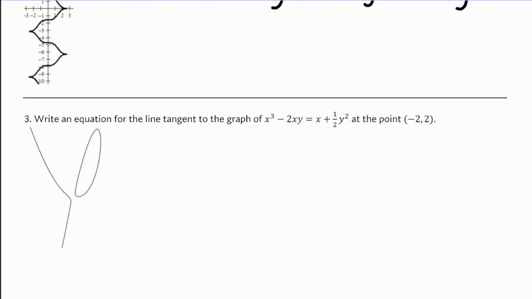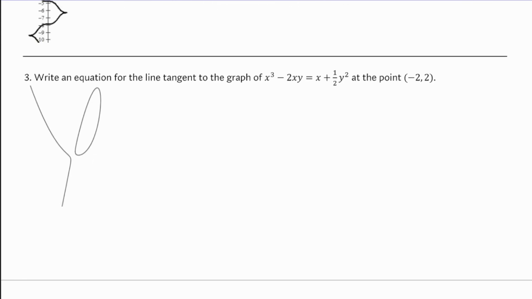Now we're going to write an equation for the line tangent to the graph of x to the 3 minus 2xy equals x plus 1/2 y squared at the point where x is negative 2 and y is positive 2. So I've already got a point, now I just need a slope, so I'm going to take the derivative of both sides with respect to x and hopefully find dy dx. So the derivative of x cubed is 3x squared.